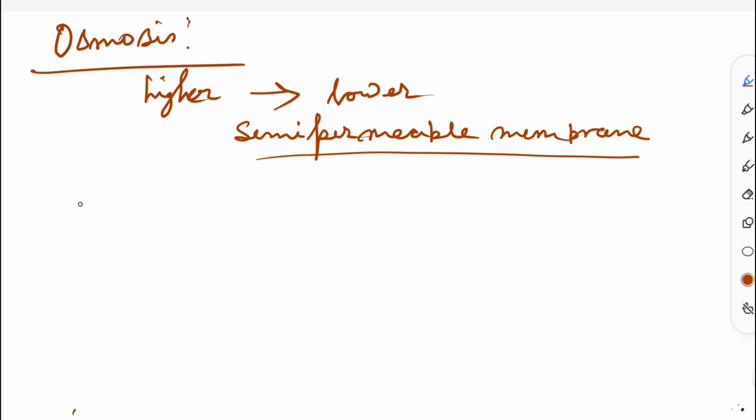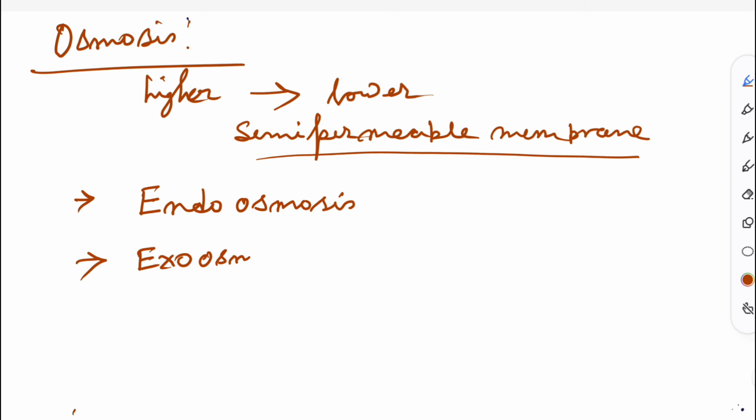Now we can divide osmosis into two types. One is endosmosis, and then we have exosmosis. Now in endosmosis what happens? The solvent moves inward. It is the inward movement of water into a cell through a semi-permeable membrane.